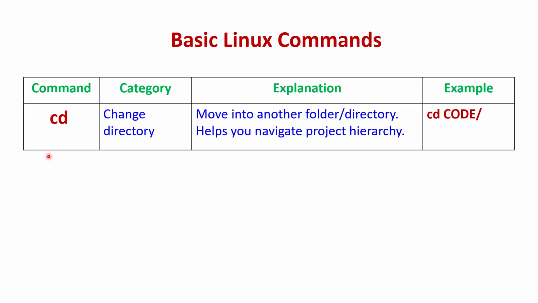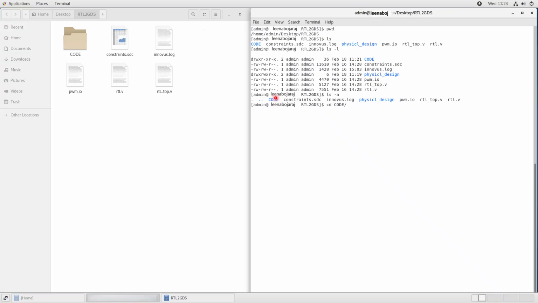The next command which we are going to see is cd, that is change directory. If we want to move from one folder to another folder, we are going to use the command cd. Let us see it in the terminal. Look, now we are present in the RTL to GDS folder. See it in the folder, we are present in the RTL to GDS folder.